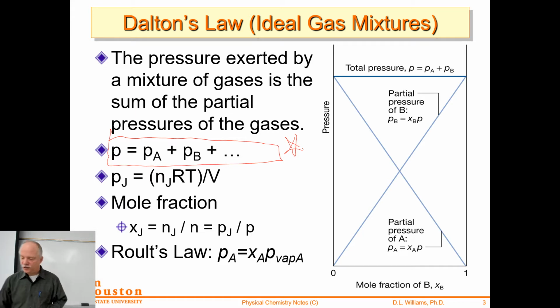Now the mole fraction is the number of moles of substance J here divided by the total number of moles. What if you don't really know the moles, but you could figure out some way to measure the partial pressures? So if you have the partial pressure divided by the total pressure, that's still going to be the mole fraction. Mole fraction is going to be from 0 to 1, right? And if you multiply those by 100%, then you're going to get the mole percent. So we'll deal in mole fraction quite a bit, especially when we get into the mixtures.